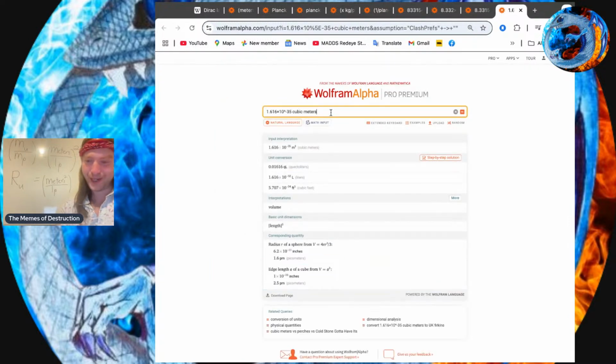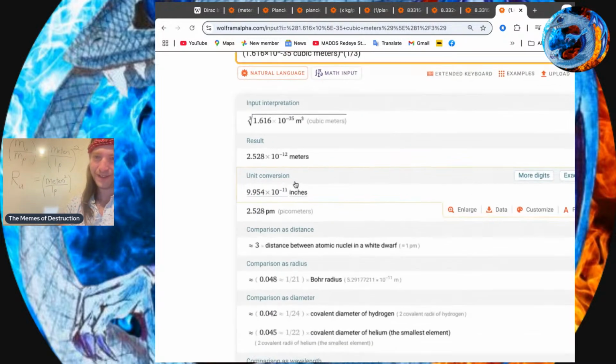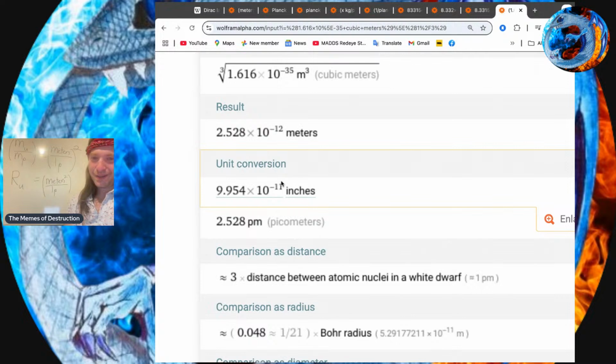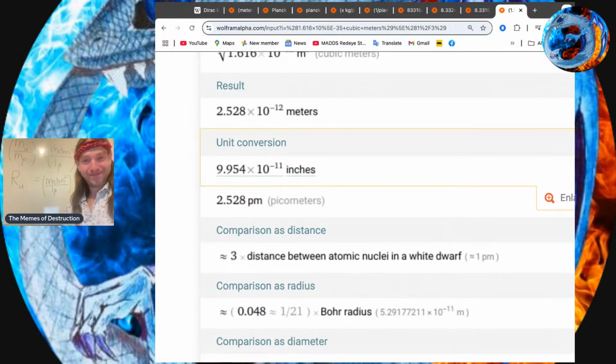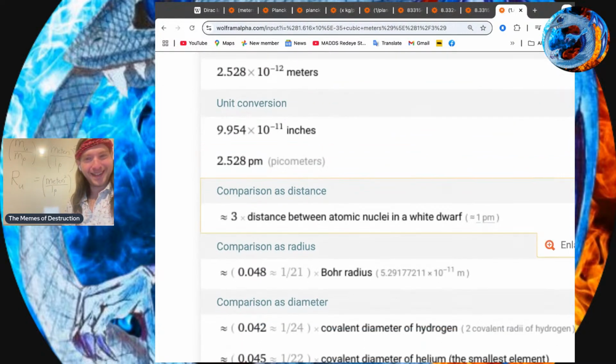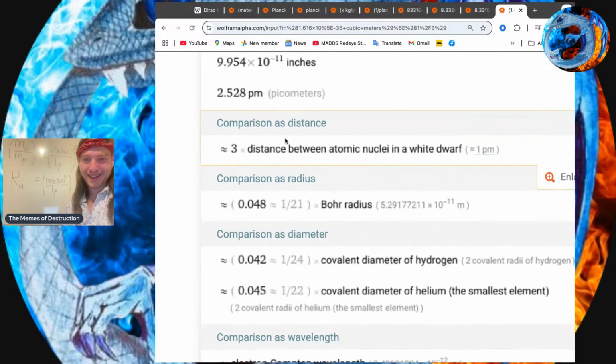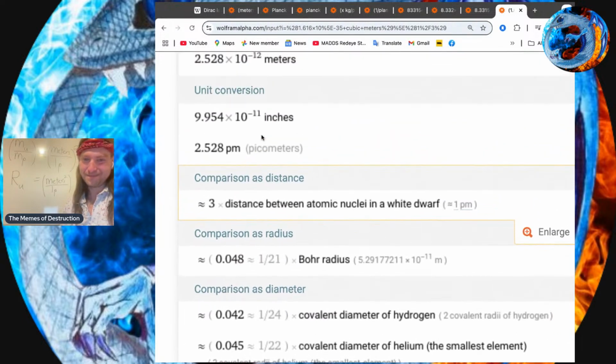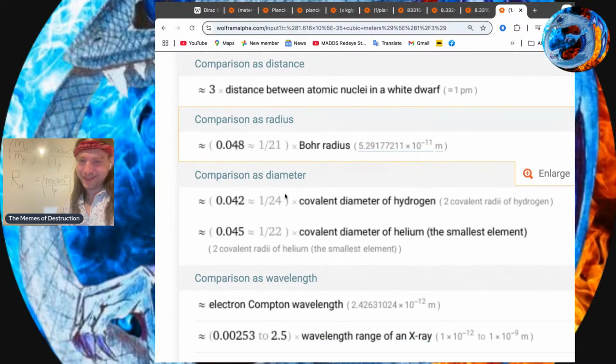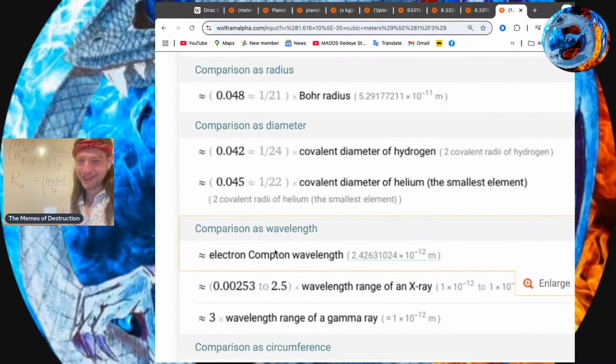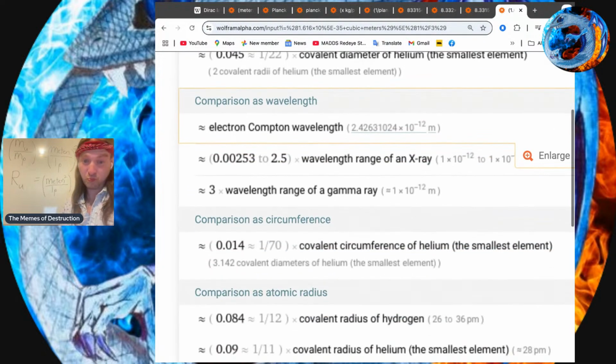What would the radius be? Well, that's in a cubic form, so let's take the cube root of it. So we raise it to 1/3. Do your magic, Wolfram Alpha. About 2.5 picometers, or 2.5 times 10 to the negative 12 meters. That's pretty small. Oh, looky. It's about the electron Compton wavelength. Cool.